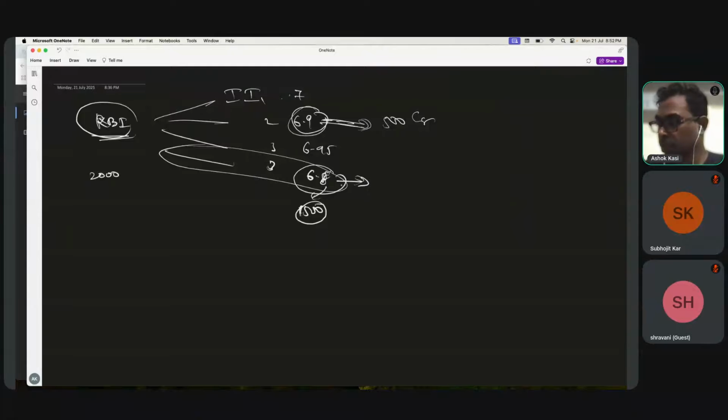Single price means the cutoff is 6.8, so both will get 6.8 then. That is single price, whatever is the cutoff. Can you explain this again? Yeah, one more time.